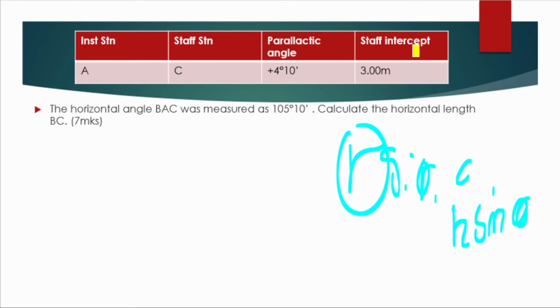Where the staff intercept is provided, still the middle reading is missing, and the middle reading, I repeat, is not a half s. The mid reading is the distance covered from the mid, which is c, to the bottom of the staff.